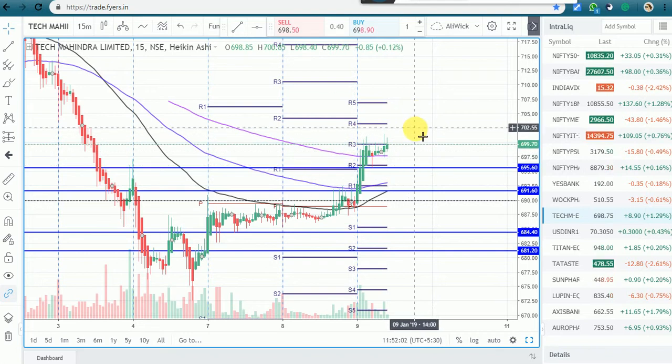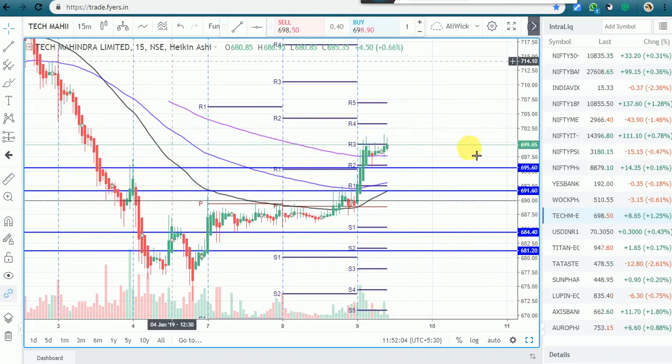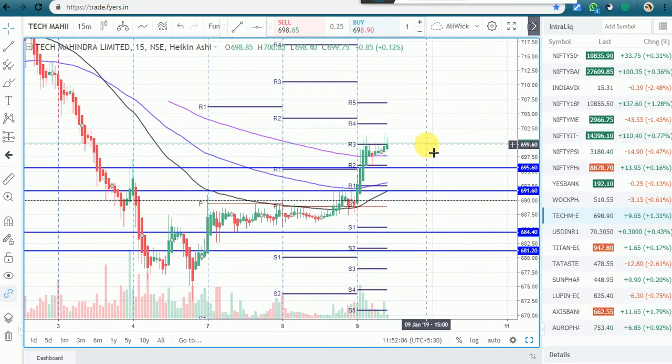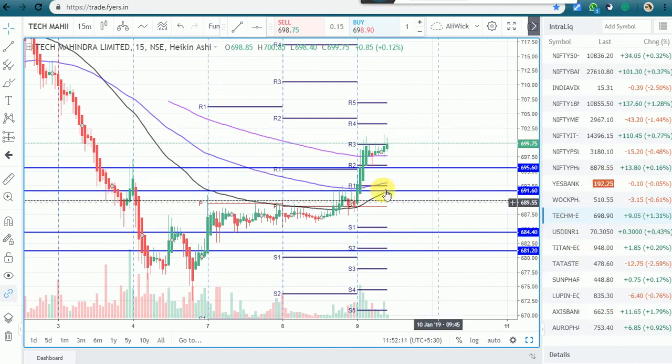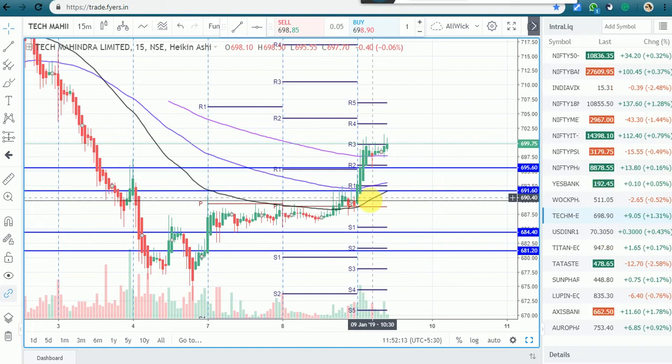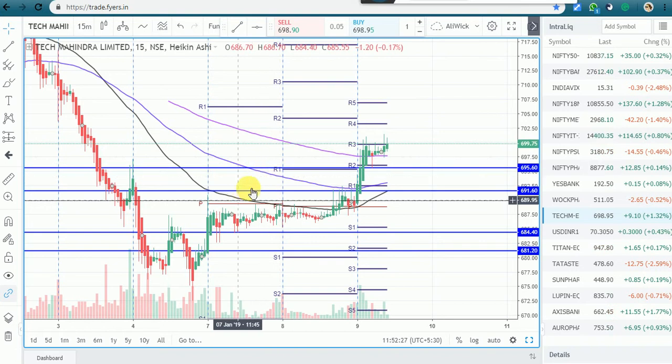So I'll just talk about Tech Mahindra. Here, if you observe Tech Mahindra properly, it has started momentum from 689, 690 somewhere around, right? This is the 20 EMA, 50 EMA, 100 EMA and 200 EMA, this one. So after the 200 EMA it started forming well.